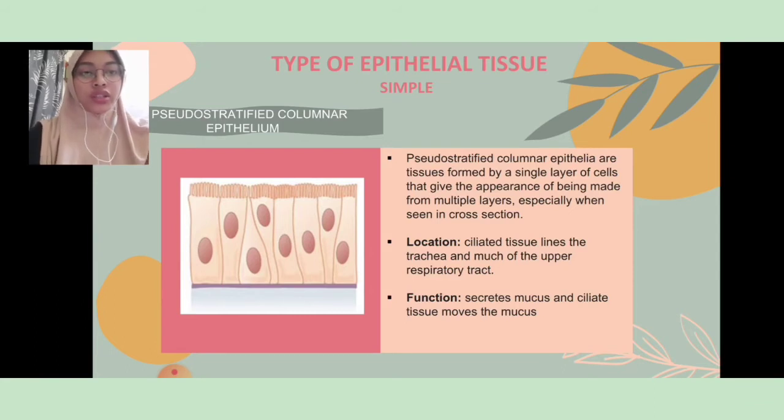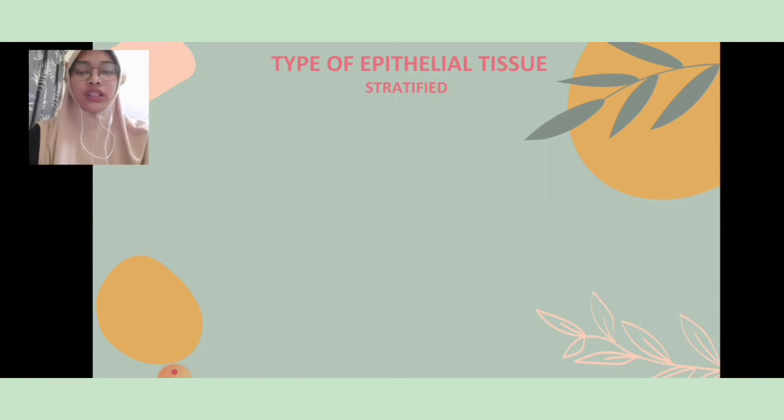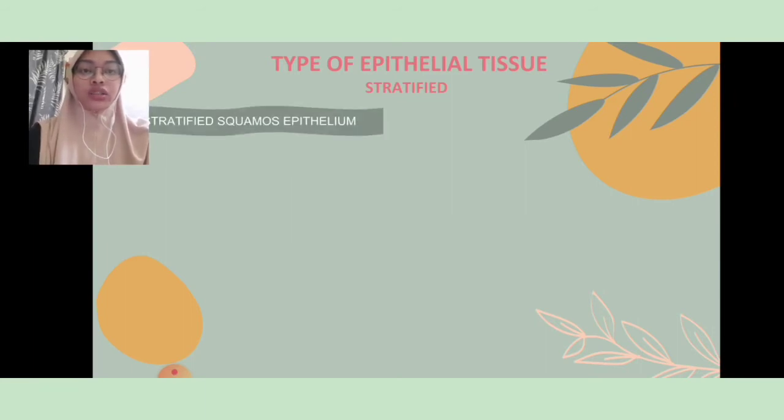We can find this ciliated tissue at the lining of the trachea and much of the upper respiratory tract. And the function of this tissue is to secrete mucus, and the ciliated tissue moves the mucus. The next one is stratified epithelial tissue. The stratified epithelial tissue also has 4 types. The first one is stratified squamous epithelium.